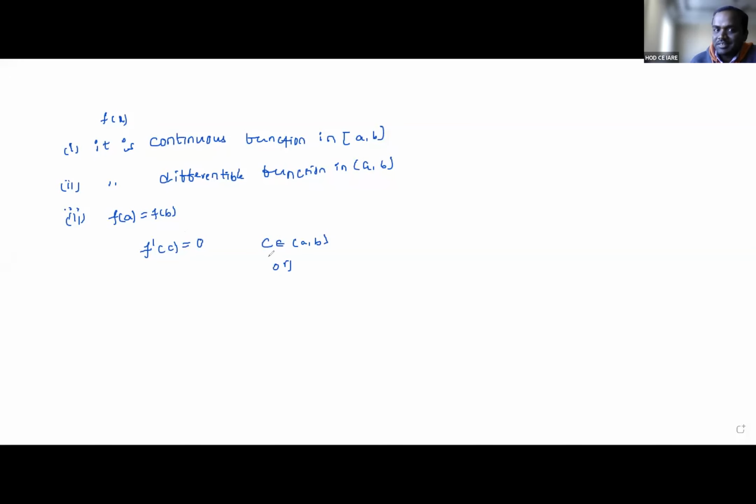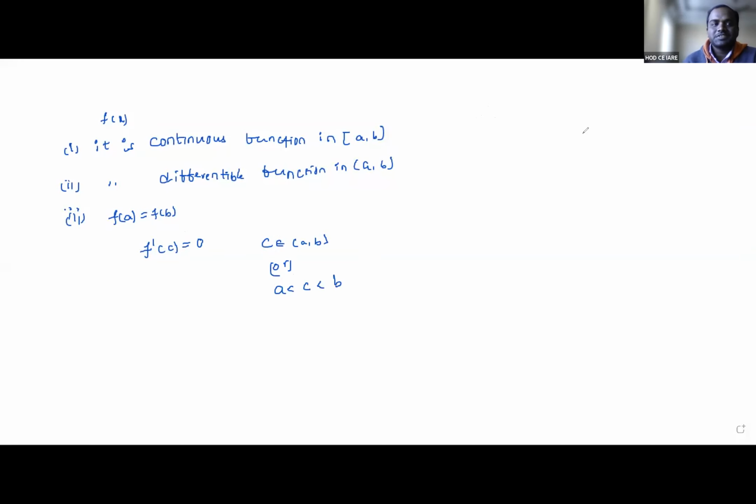Or you can write a is less than c is less than b. That is Rolle's theorem. Next, their geometrical interpretation.